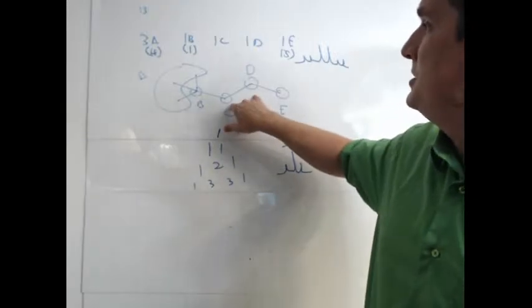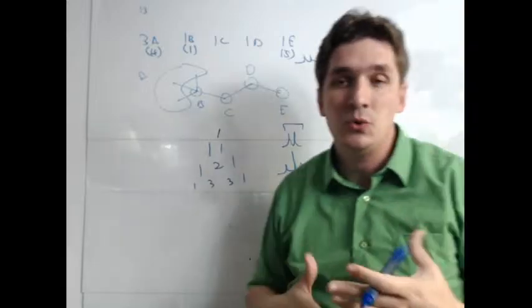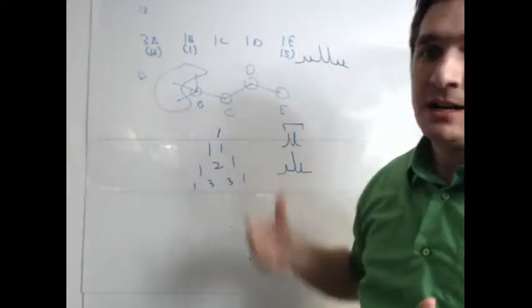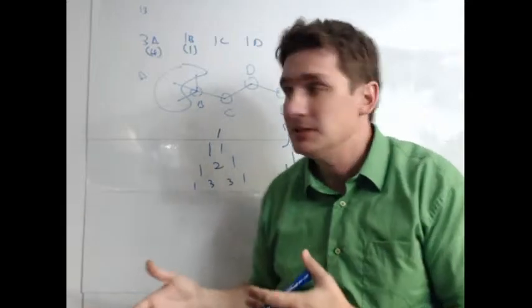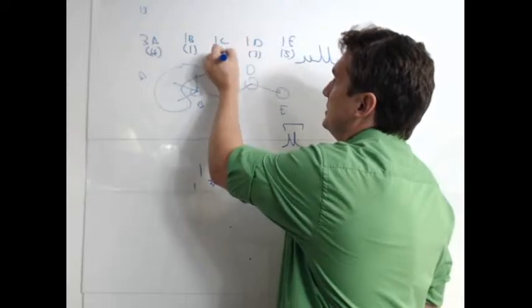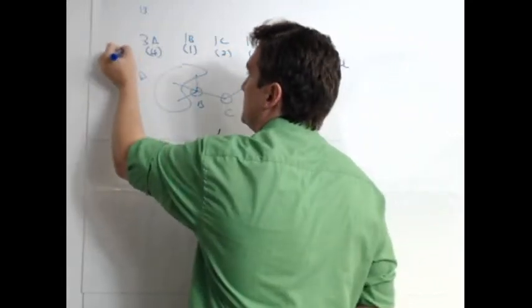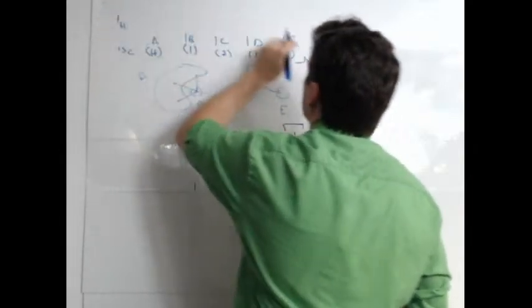As far as C and D go, we expect this one to be more shielded because the carbon beside it is more shielded. So it's kind of like you're shielded because your neighbor's shielded. So in terms of order, this would give us 3 and 2. And again, this is for the 13C NMR. How about the 1H NMR?